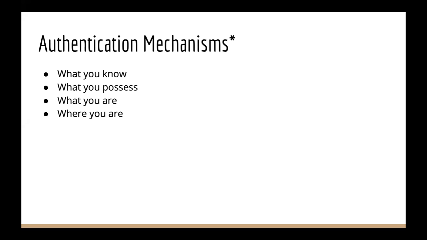What are some of the authentication mechanisms? There are four. The first one is what you know. That includes passwords, PIN codes, pattern locks, or answering security questions. What you possess means your phone that you use to do dual factor authentication. What you are is your fingerprints, your face ID and your retina scans. And where you are is based on location. So let's say you are trying to log into your company server, but the company has restricted logins from outside the company network.